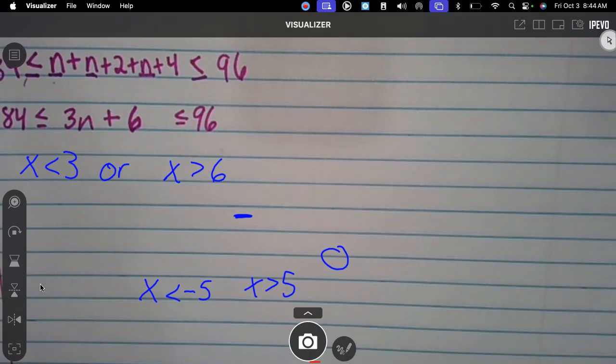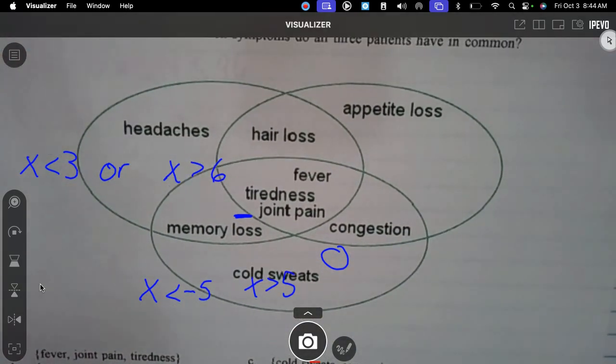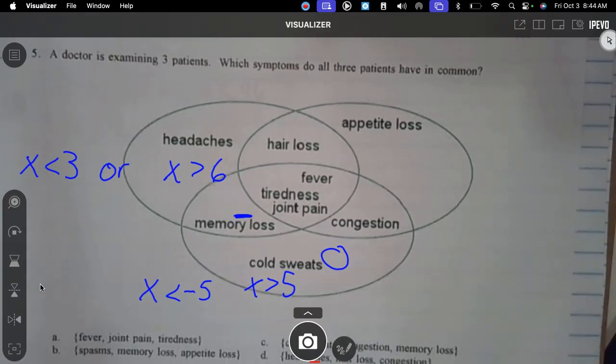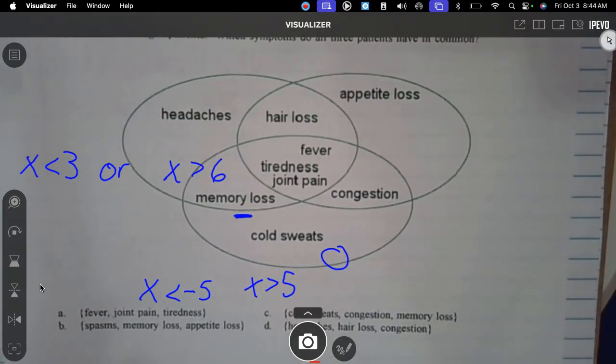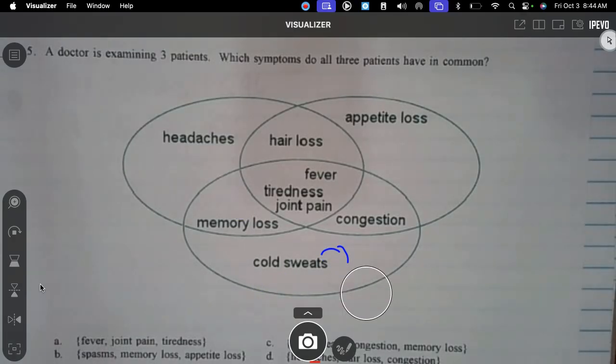Okay, really quick, I'll show you the problem and y'all can tell me. We won't do that lesson, but this is the problem that would be on your test. This is called a Venn diagram. These are usually super easy, so I hate to take this off the test because it's one of the easiest problems. But it says, a doctor is examining 3 patients. Which symptoms do all 3 patients have in common? What are the symptoms? Tiredness and joint pain. Fever, tiredness, and joint pain. That would be your answer.